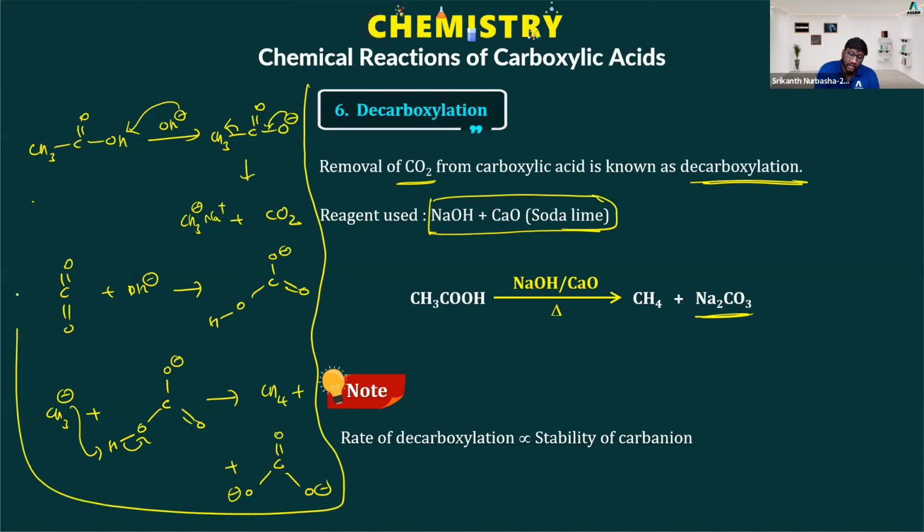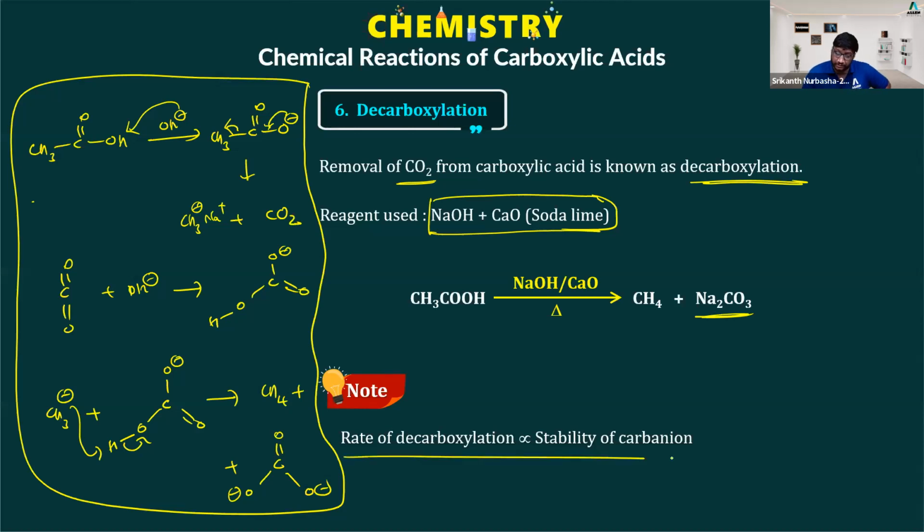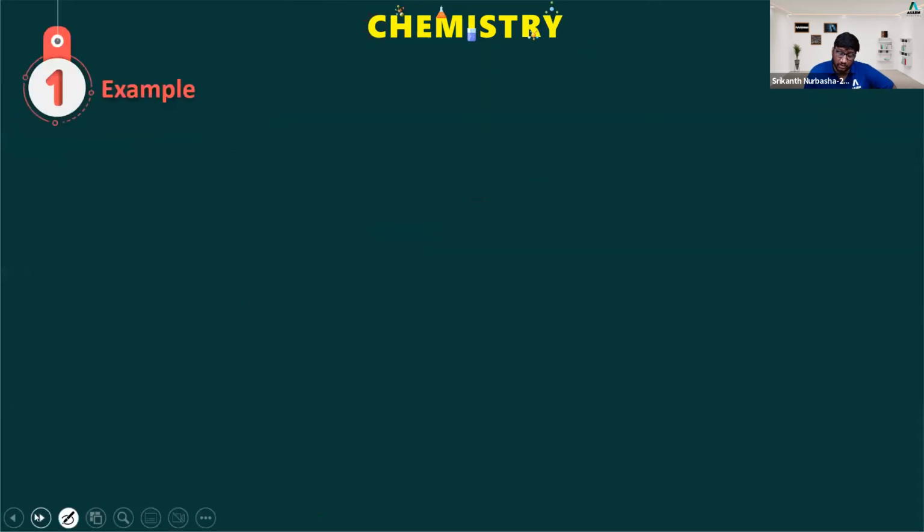But if you do the decarboxylation of beta keto acids, there the carbon is removed in the form of just carbon dioxide, not CO3 2 minus, because there the reaction mechanism proceeds through a 6-member transition state. And if you want to compare the rate of decarboxylation, you just have to look at the stabilities of the carbanions.